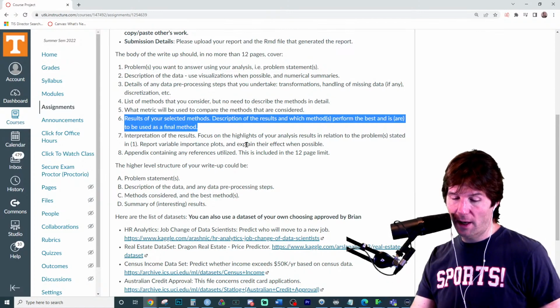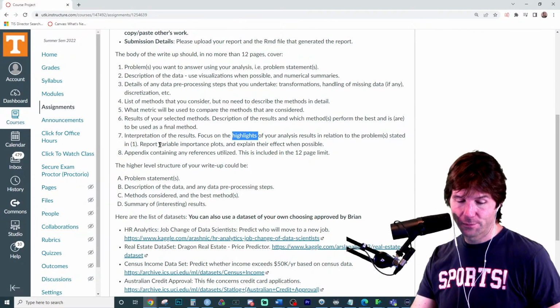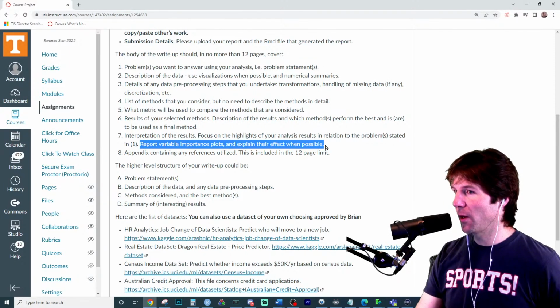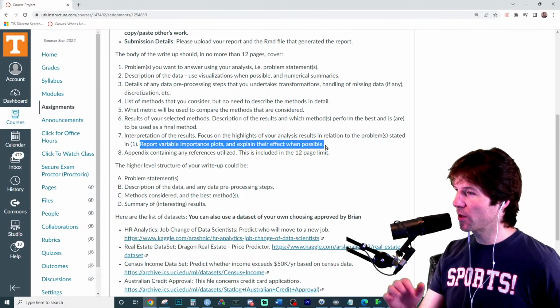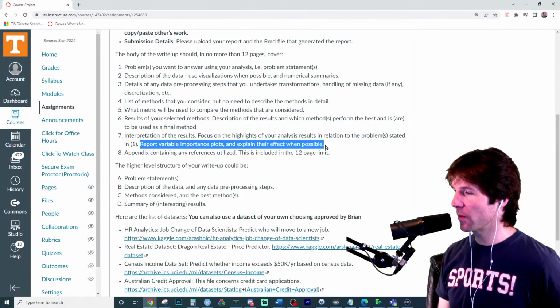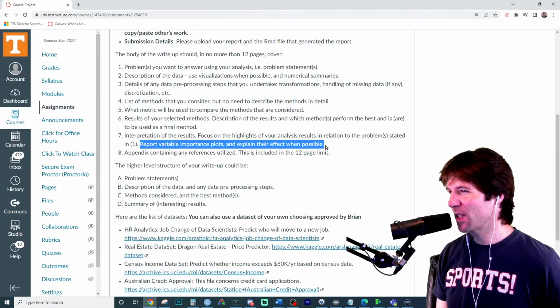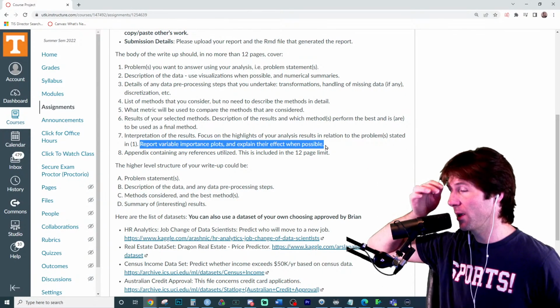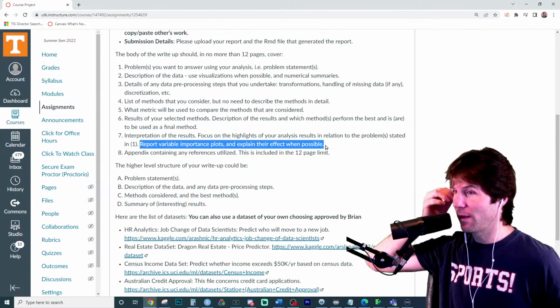Interpretation of results. Focus on the highlights of your analysis. Yes. Report on variable importance. That's the var_imp function right there. It just tells you the importance. We saw it on Wednesday's class. We saw some variable importance. It's kind of important, but that's a little more descriptive modeling, so of all the things I wrote right here, I'm not the biggest on that.